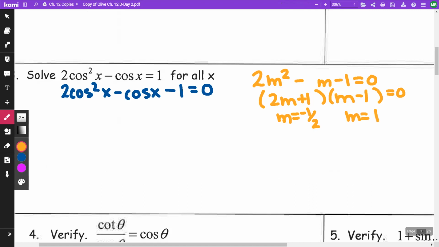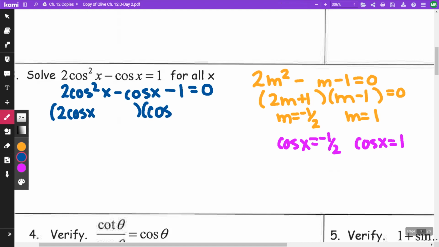1. Now, remember, this wasn't an m, these were cosines. So then you could rewrite it as cosine x equals a negative 1/2 and cosine x equals 1. Myself personally, I usually just leave my cosines in this and just write a 2 cosine x times a cosine x. And this is going to be a negative 1, and this is going to be a positive 1.